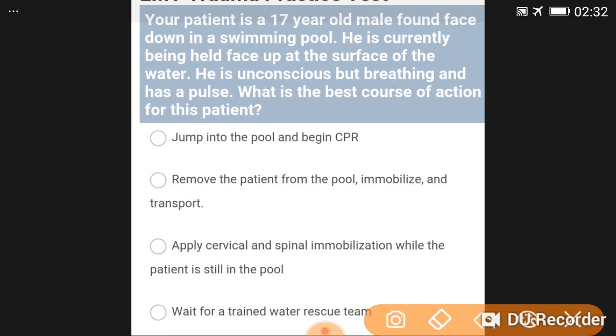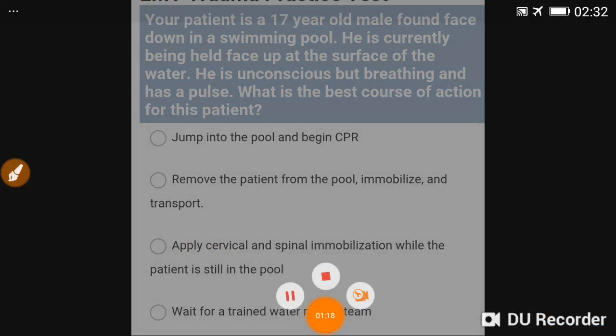Okay, your patient is a 17-year-old male found face down in a swimming pool. He is currently being held face up at the surface of the water. He is unconscious but breathing and has a pulse. What is the best course of action for this patient? Apply cervical and spinal immobilization while the patient is still in the pool.